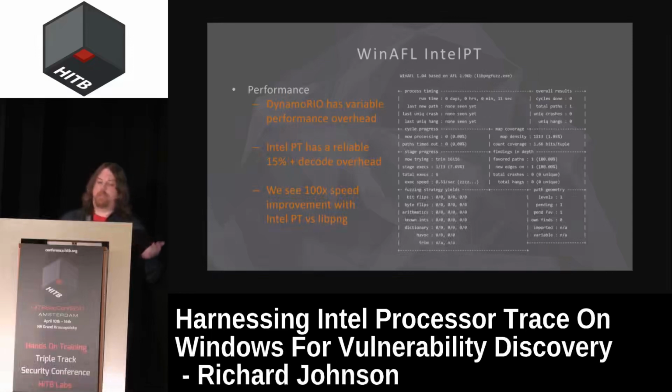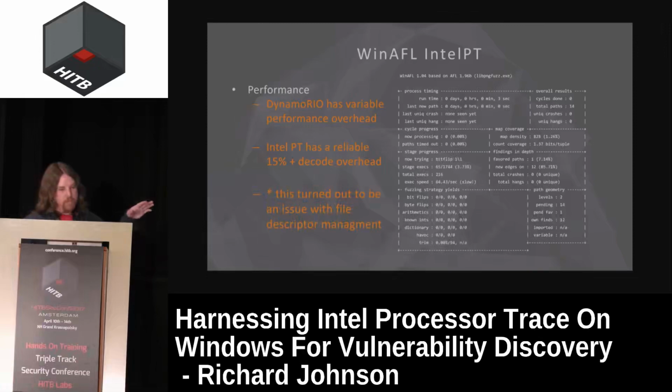Except there are some gotchas, because DynamoRIO has variable performance depending on how much code it has to disassemble and what it takes to bring that process online under the DBI. Whereas Intel PT has a reliable 15% decode overhead. So I decided, okay, they use a GDI plus wrapper, why don't I use libpng or something? And naively just wrote a simple PNG parser, and I was like, what the hell? This went down to half an execution a second versus what I was getting with Intel PT, which was like 64 executions a second. That seemed weird, so I pinged Ivan, and I'm like, hey, that doesn't seem right. That's a 100 times performance difference.